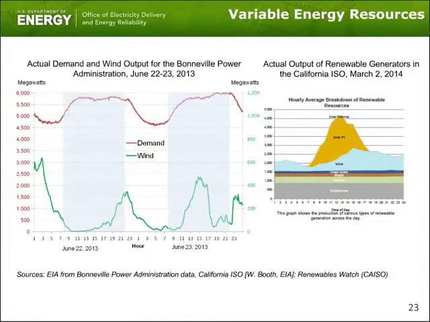I wanted to include a slide to show some of the variability of the energy resources and some of the challenges that I mentioned before. The load, the demand, and the resource availability may not always be aligned. You see this on the graphic on the left with the wind and the demand. And also you see it on the right with solar. When the sun is shining, it works great.